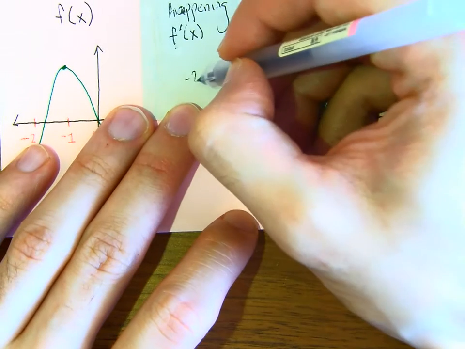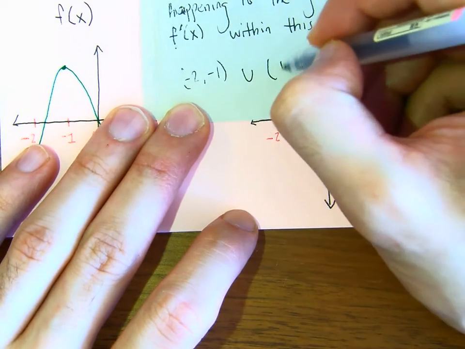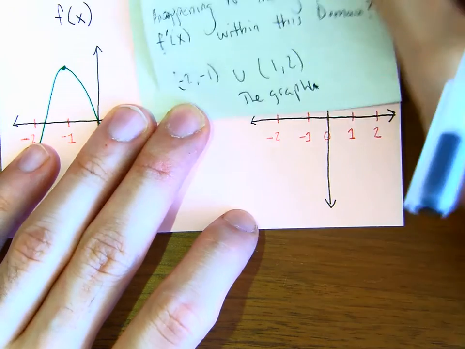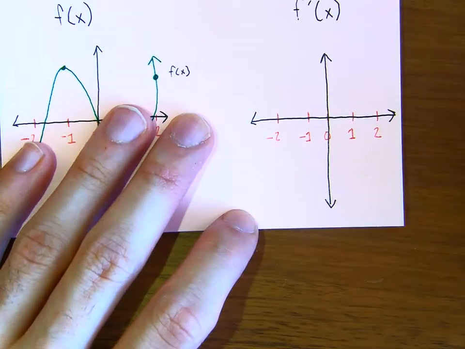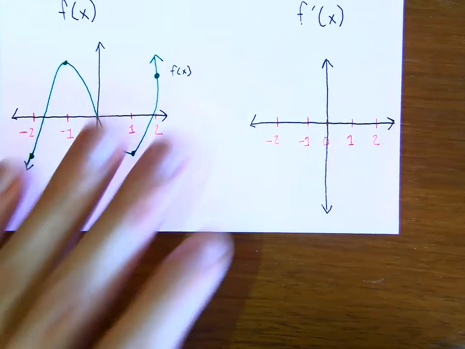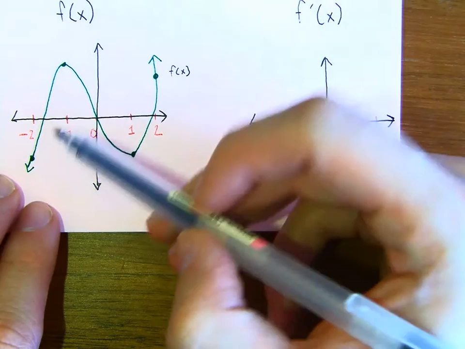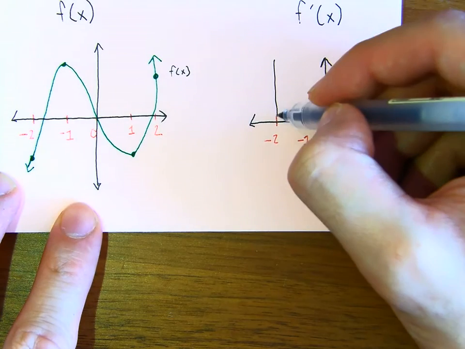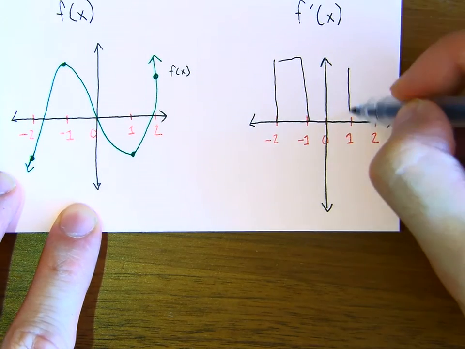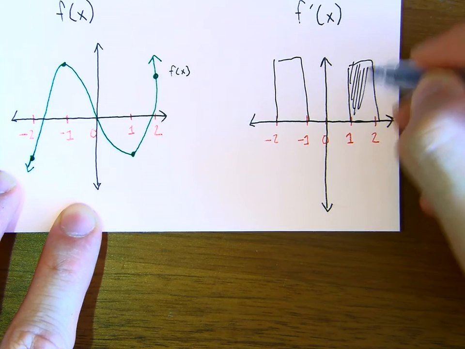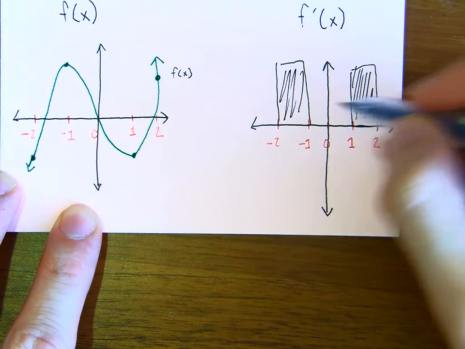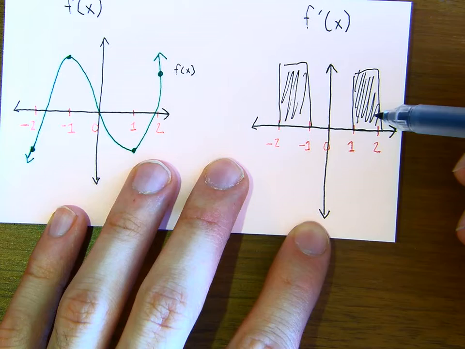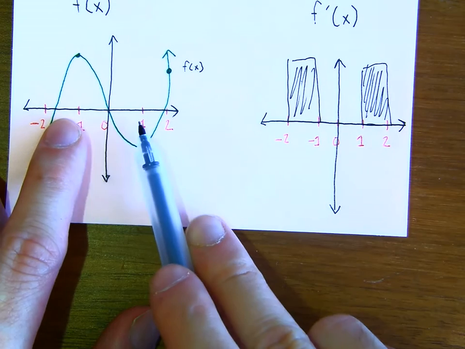From -2 to -1 and from 1 to 2, the graph has to be above the x-axis. Because you know that these tangent lines are positive, so everything between -2 to -1 and from 1 to 2 has to be somewhere here. What it looks like, I don't know, but I know it has to be above the x-axis.